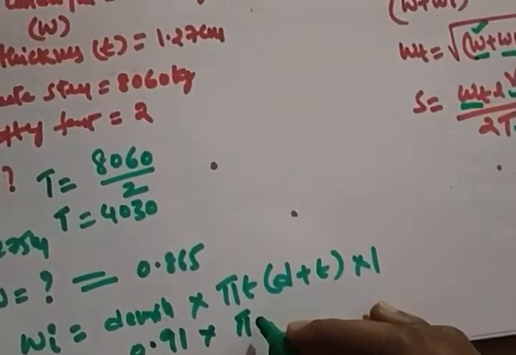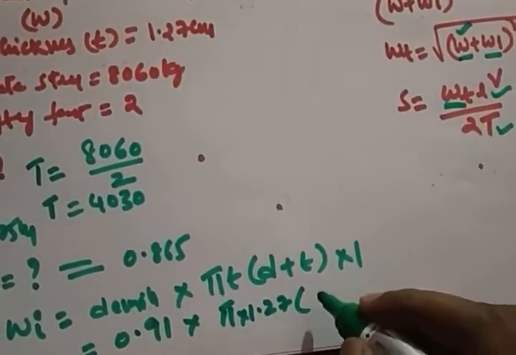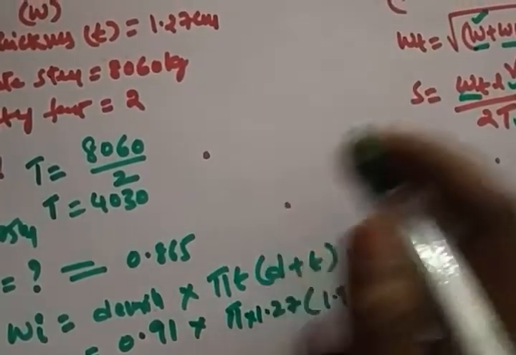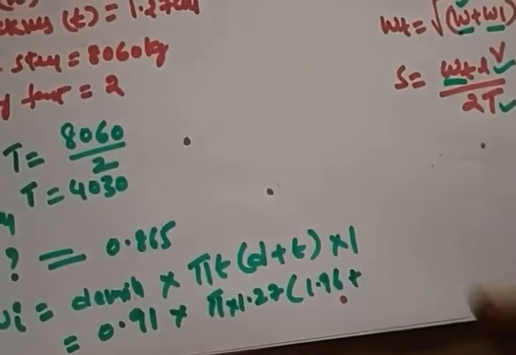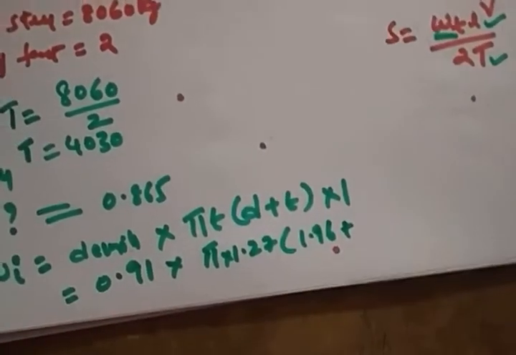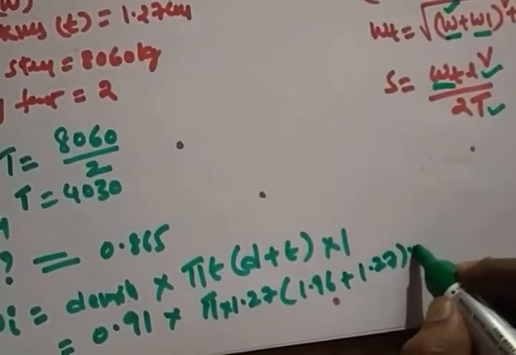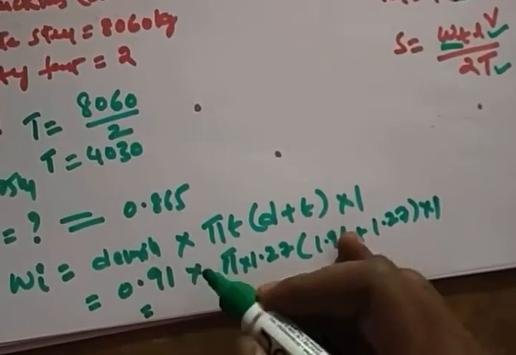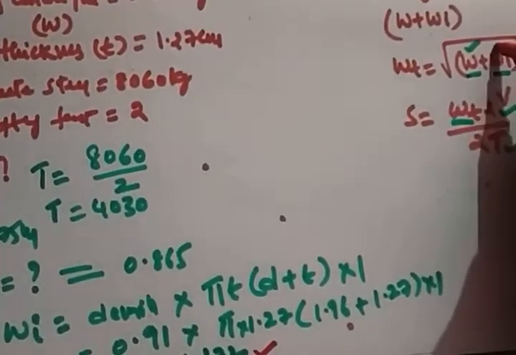So specific gravity into pi. What is the thickness? The thickness is given, 1.27. What is the diameter d? d is given, 1.96. You have to convert centimeters to meters, whatever it may be. This is a mathematical approach. I don't want to tell all this information. So what is the t value? 1.27 into 1. If you solve it, you'll get the weight of the ice as 1.172. Okay, you got the weight of ice also.